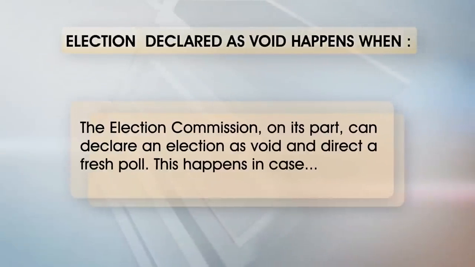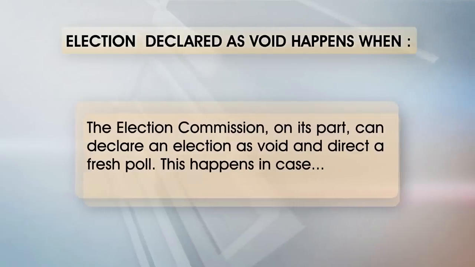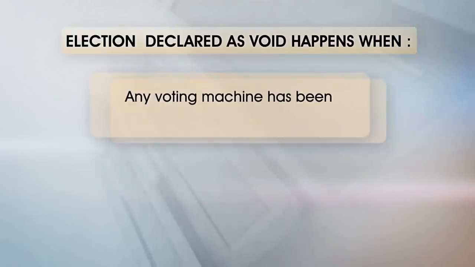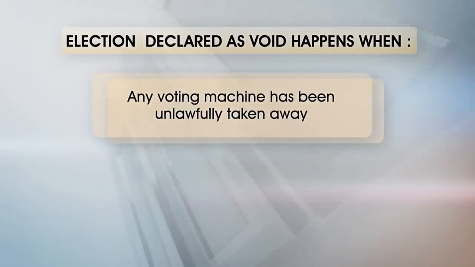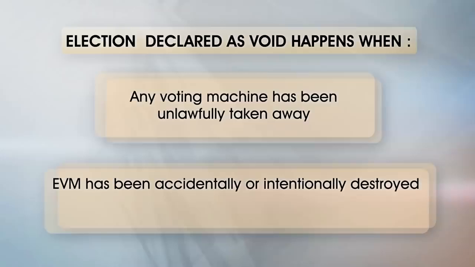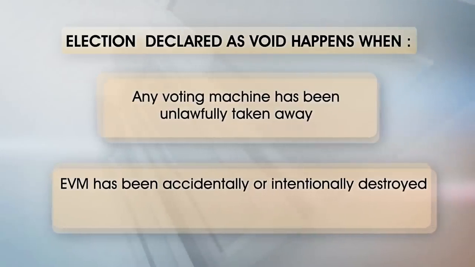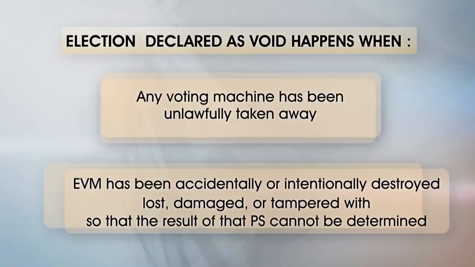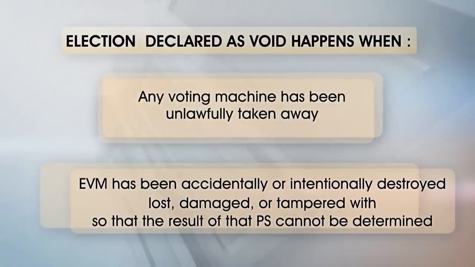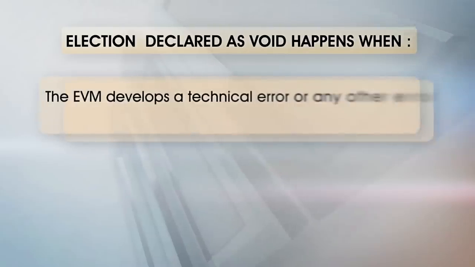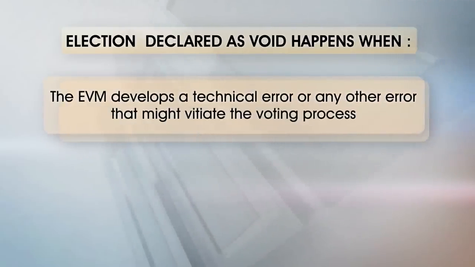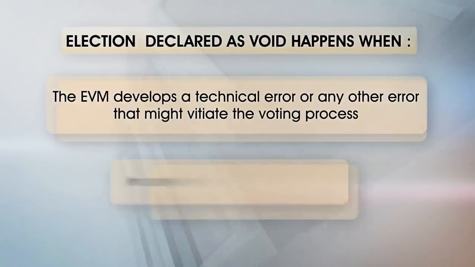Election declared void. The Election Commission, on its part, can declare an election as void and direct a fresh poll. This happens in case any voting machine has been unlawfully taken away, EVM has been accidentally or intentionally destroyed, lost, damaged or tampered with so that the result of that PS cannot be determined, or the EVM develops a technical error or any other error that might vitiate the voting process.